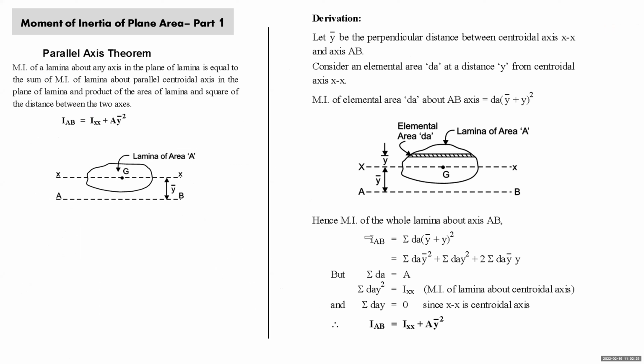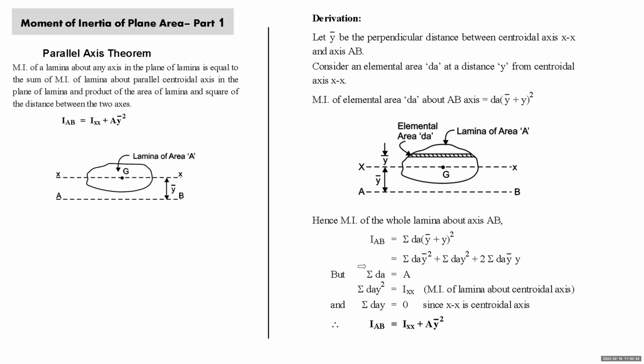Okay, there was some internet problem. We connect again. So we were discussing that the moment of inertia of the whole lamina about axis AB is summation dA (y bar plus y) whole square. So open out the bracket: summation dA y bar square plus summation dA y square plus 2 times summation dA y bar y.